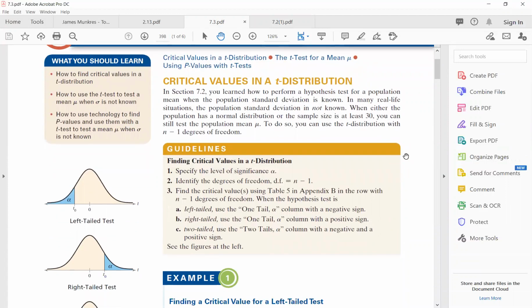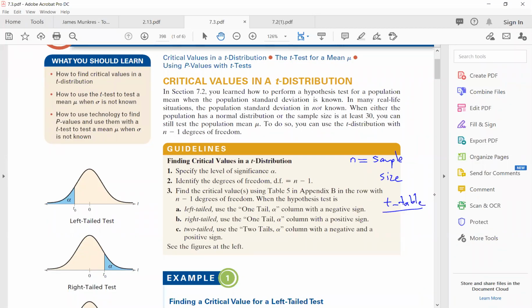Let us go over the guidelines. To find critical values in a t distribution, first of all, we have to identify alpha or level of significance. Then we need to find the degrees of freedom, which is n minus 1. Remember that n is equal to your sample size. Then to find critical value, you have to use t-table because you're working with t distribution.